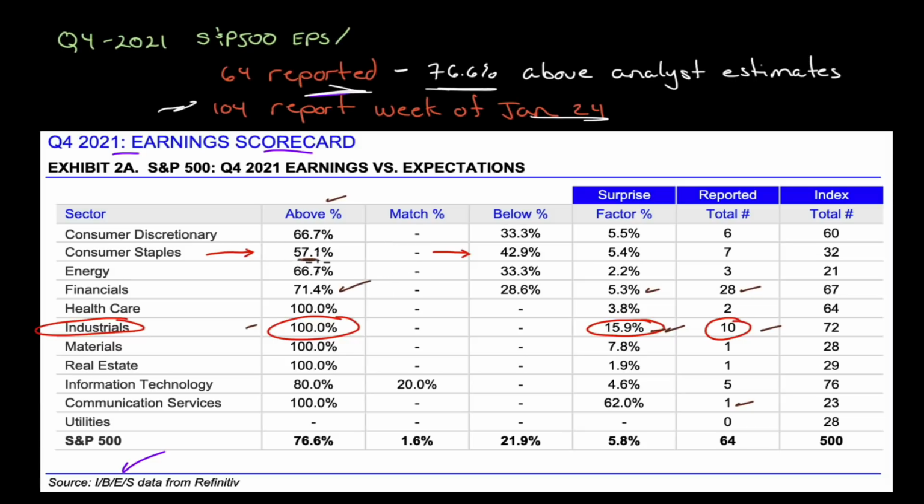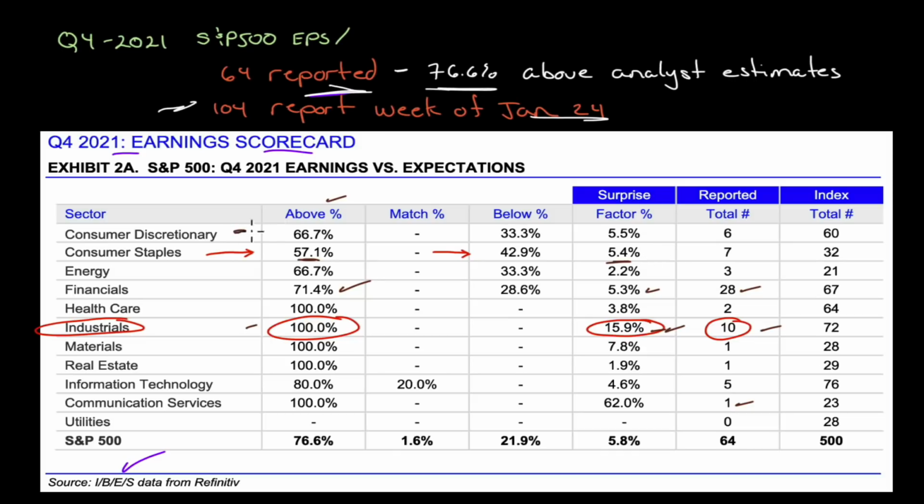Consumer staples, 57.1%. Surprise factor, 5.4. This is the stuff you buy every single day. If I were going to be constrained by the environment, I probably may not go to the supermarket as many times as I want, or I might just delay some of these small little things for a while. But if I want a new vehicle, I'm going to get a new vehicle, right?